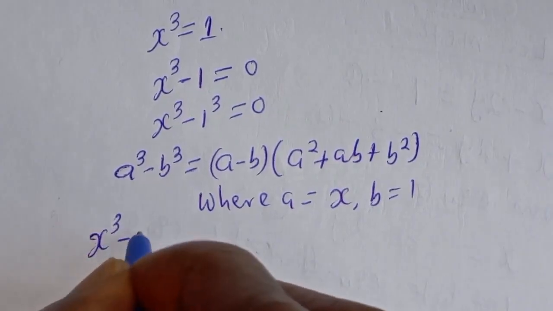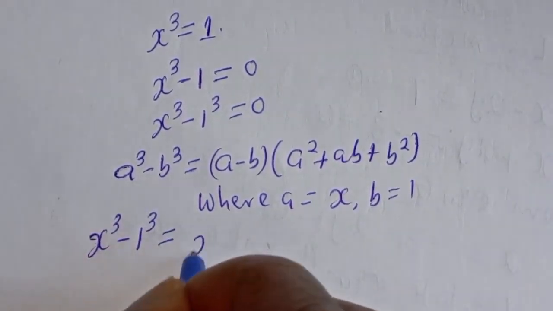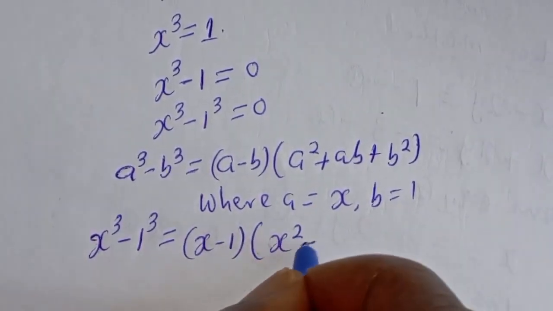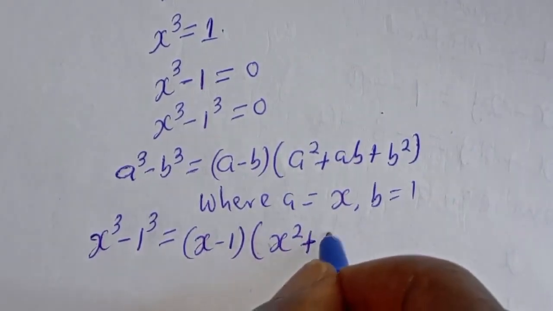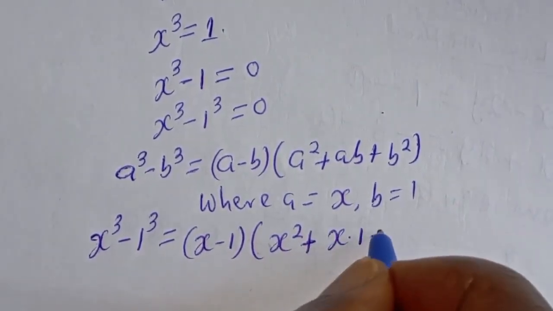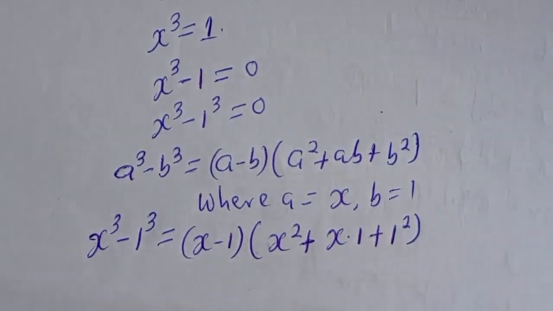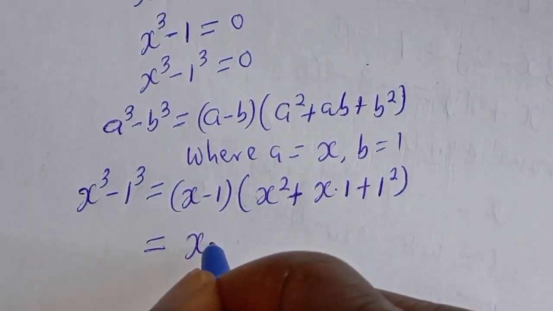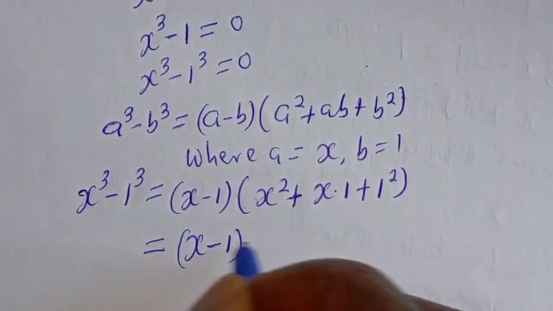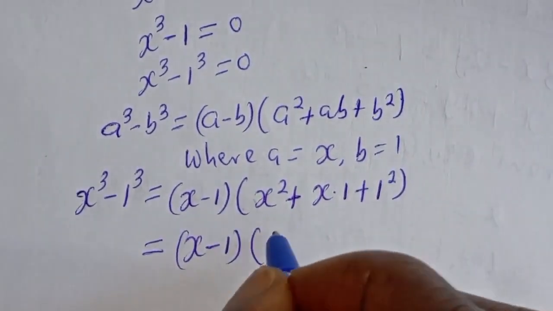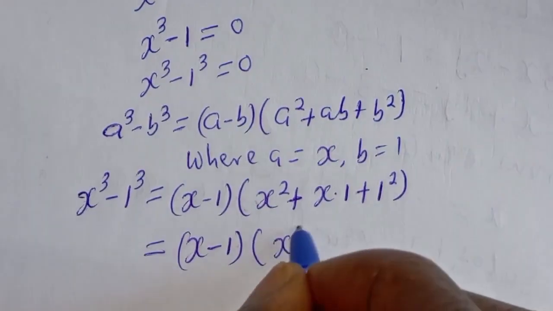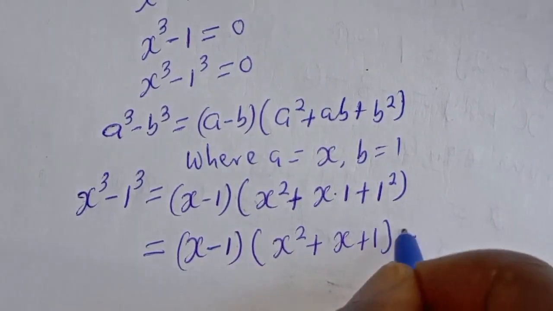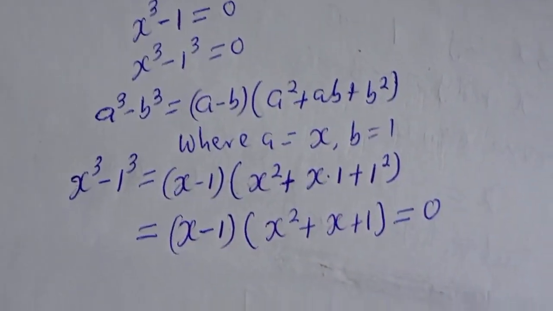S raised to power 3 minus 1 raised to power 3 is equal to S minus 1, bracket S square plus S multiplied by 1 plus 1 square. This is equal to S minus 1, bracket S square plus S plus 1. Everything is equal to 0.